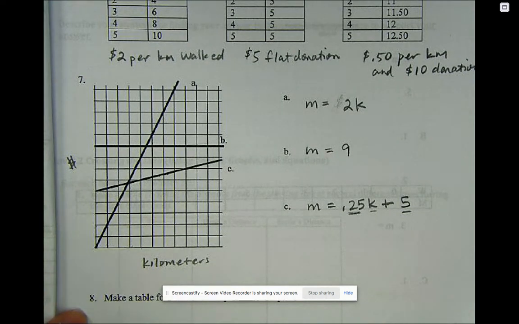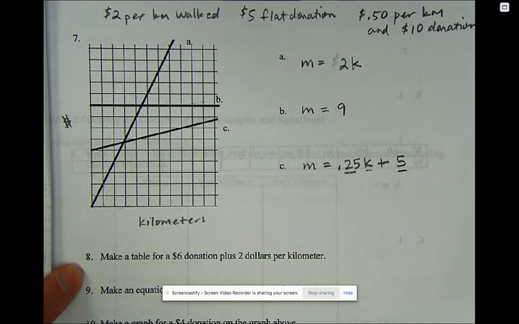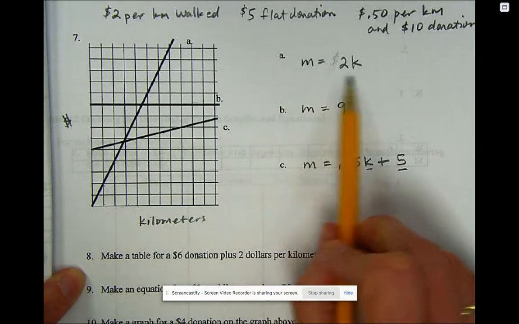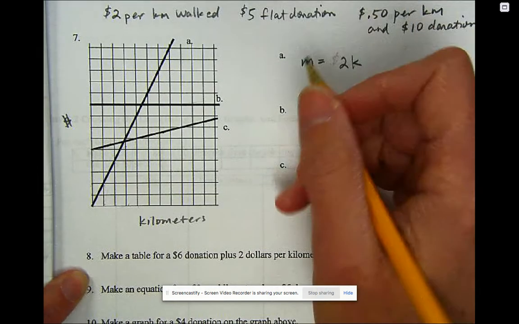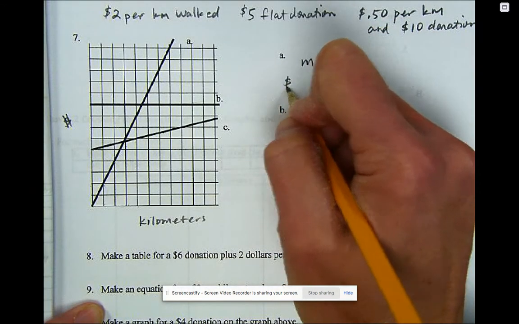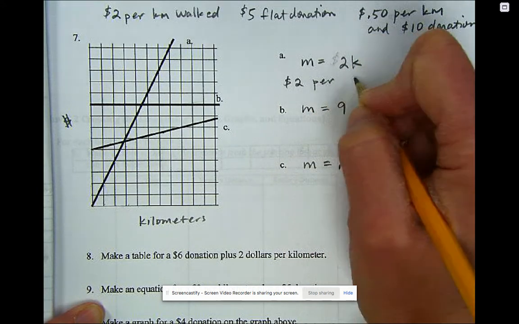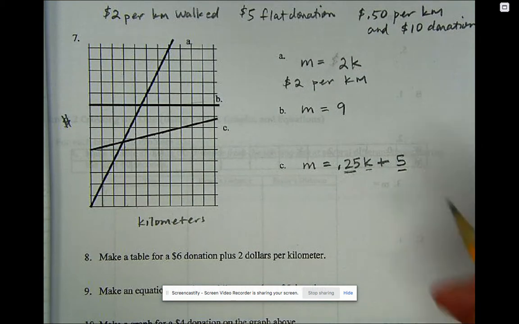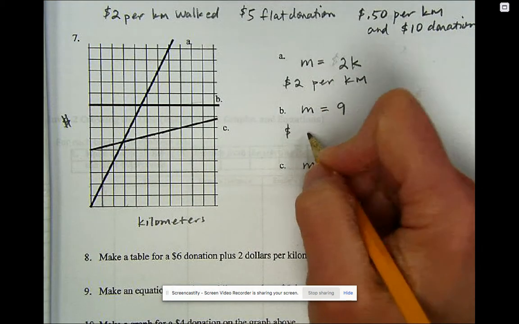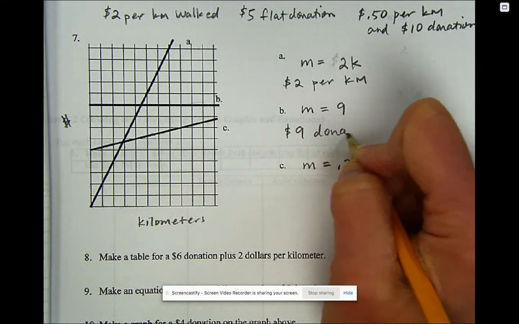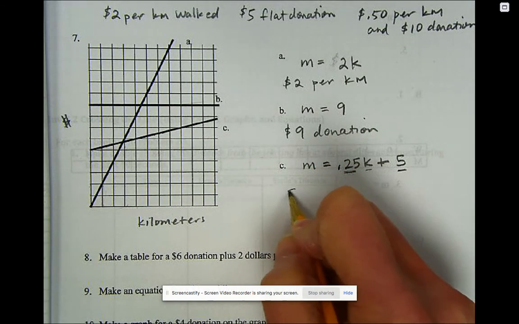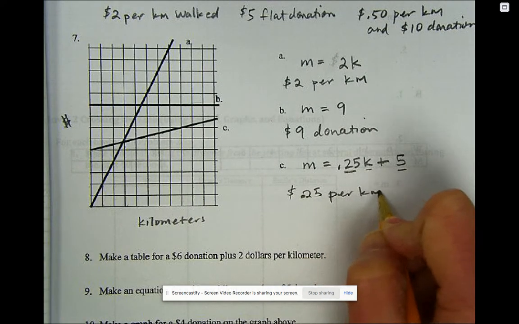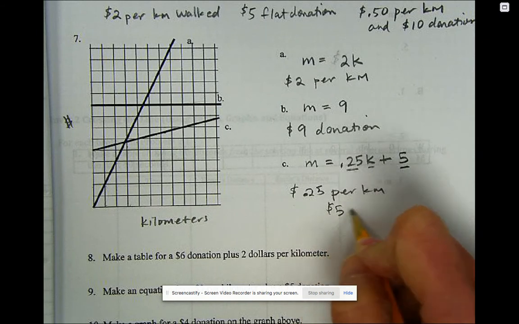Let's look at the next part. Oh, and I guess I did go to equations there. I probably should have just said what that one meant: $2 per kilometer. Then this one was a $9 donation. This one, 25 cents per kilometer and a $5 donation.